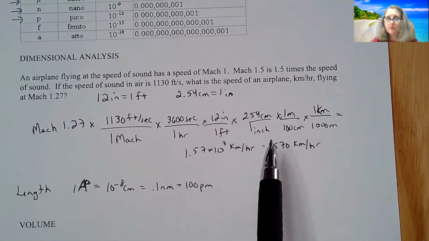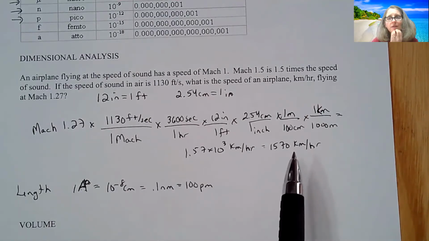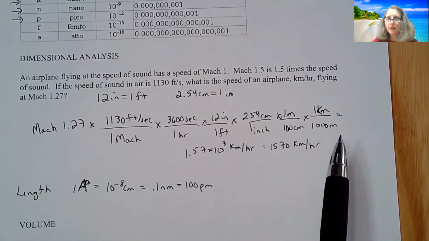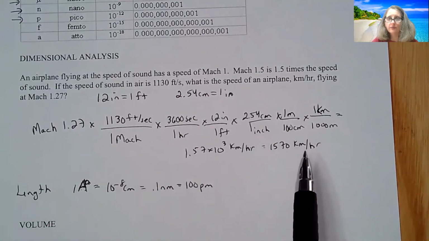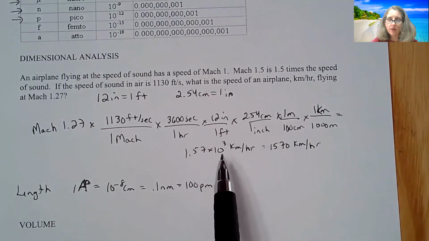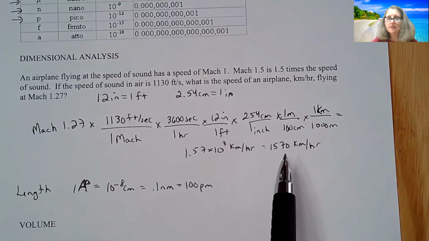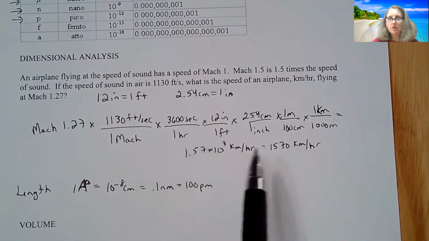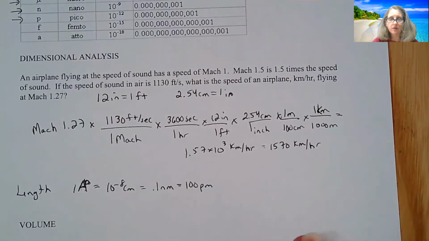For these types of problems, I want to see some setup for work. So if you want to use proportions, that's okay. But this is a much more streamlined way of doing it, and you don't have rounding issues. So your final answer should be 1.57 times 10 to the third kilometers per hour, 1570 kilometers per hour in normal notation. And I will talk about when to use scientific notation, when not to.